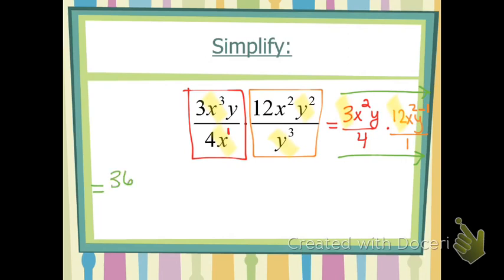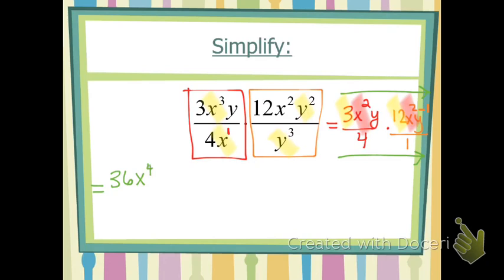And then next I'll move on to the x's. I've got x squared times x squared, and that is my product of powers property, where I keep the same base and I add the exponents. So I'm keeping the x and I'm adding 2 plus 2 and getting 4.